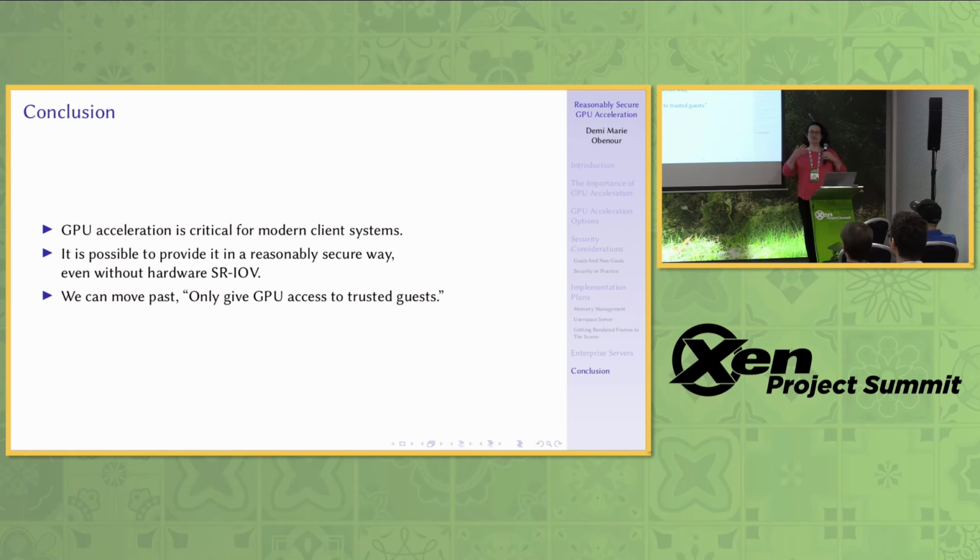Conclusion: GPU acceleration is critical for modern client systems, and it can be provided in a reasonably secure way even without hardware SR-IOV. So we can move past only giving GPU access to trusted guests. Thank you. Are there any questions?